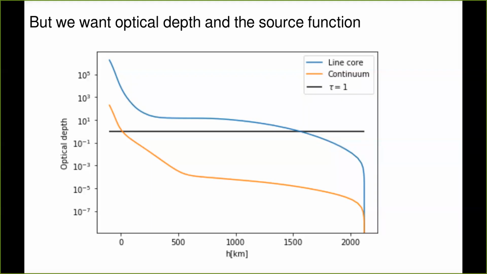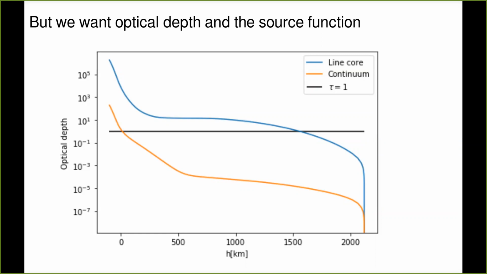In the blue, in the line core, we have the optical depth equals 1 much higher, at 15,500 kilometers. So this is already something that we would call mid-chromosphere or something like that. And this is what people mean when they say the optical depth 1 lies at that and that height.